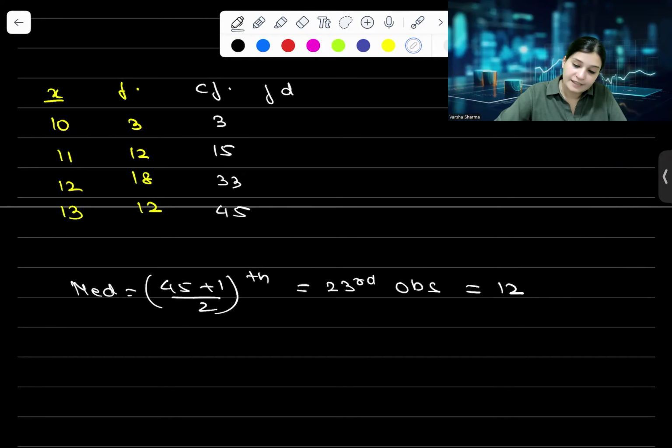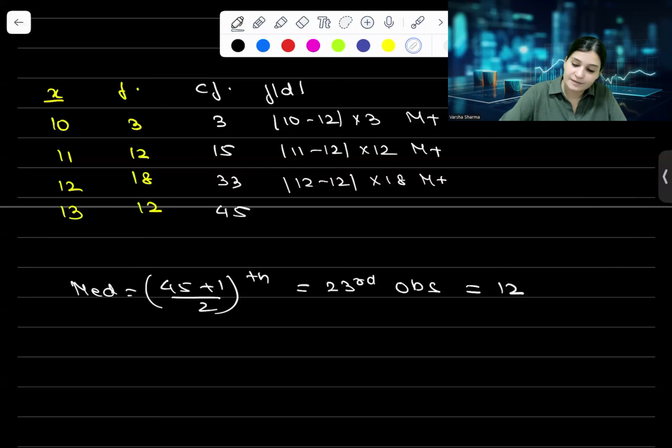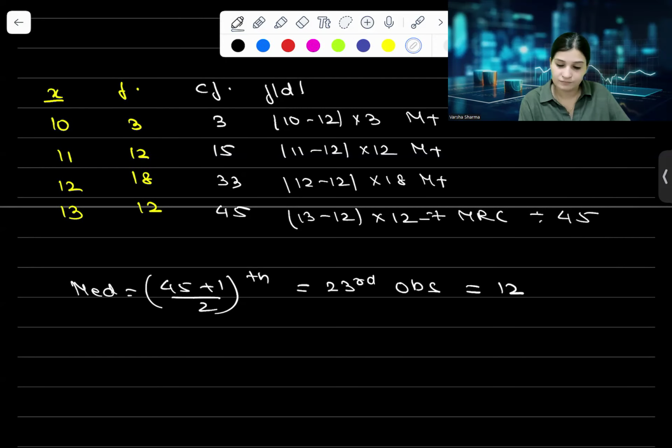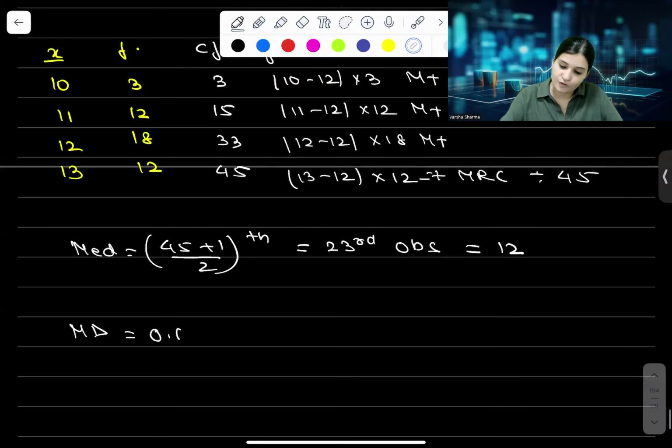Now deviation and then the mean of it. So 10 minus 12, change the sign, into 3 M plus. 11 minus 12, change the sign, into 12 M plus. 12 minus 12, multiply by 18 M plus. 13 minus 12, multiply by 12 equal, plus MRC, divided by 45. What is mean deviation? 0.67.